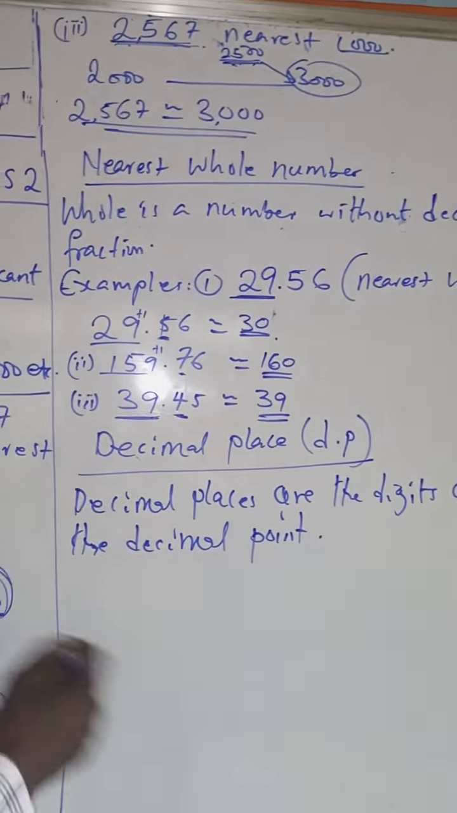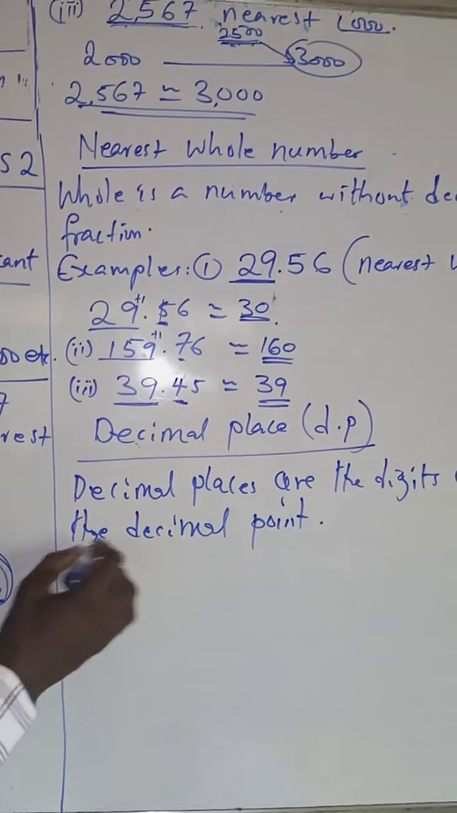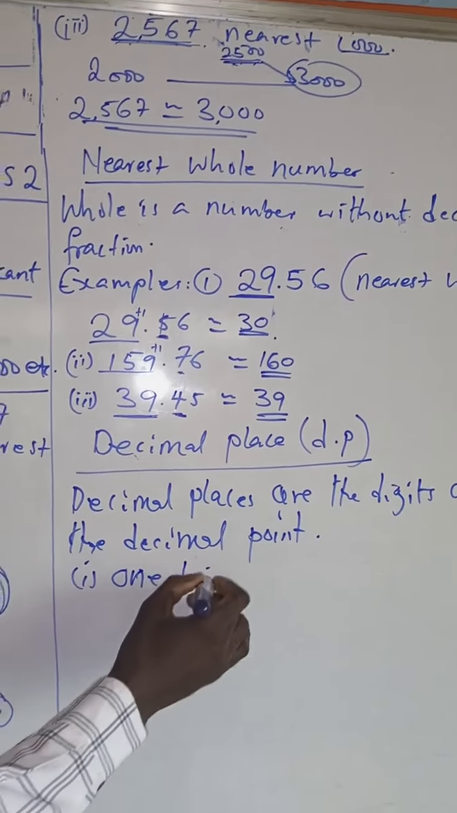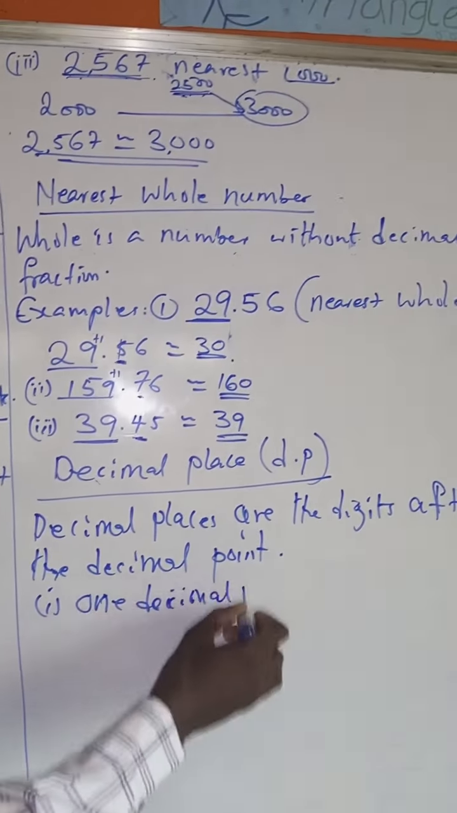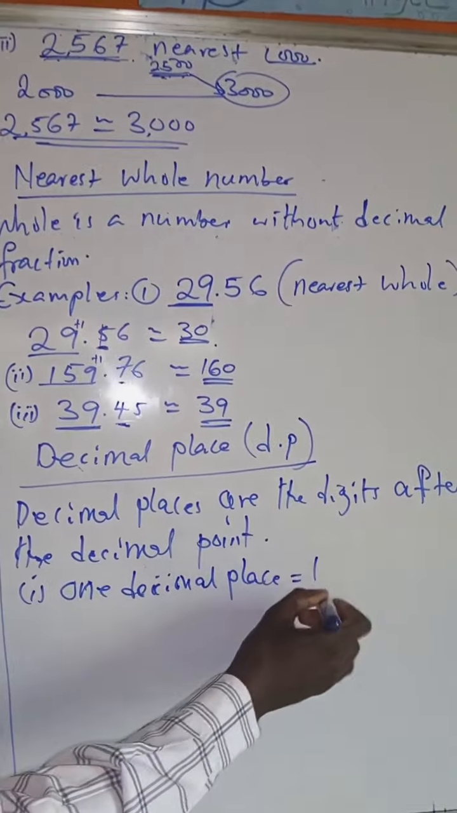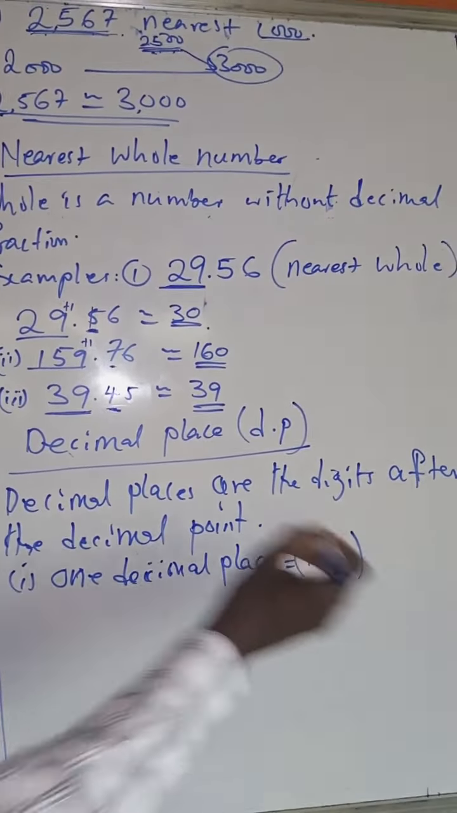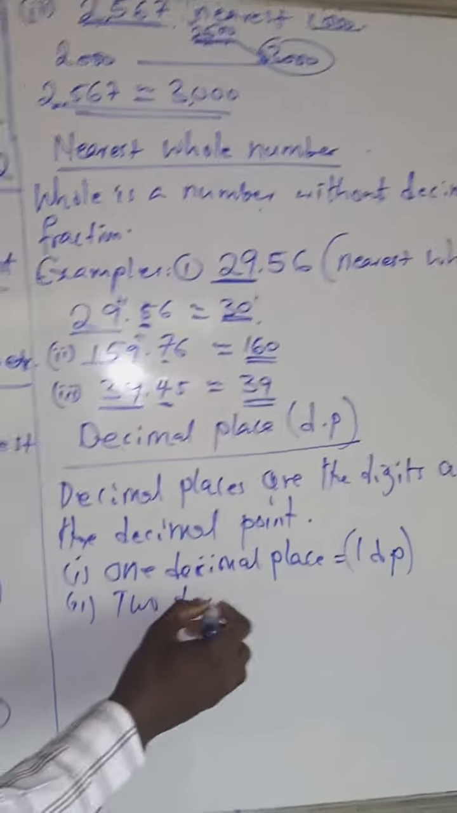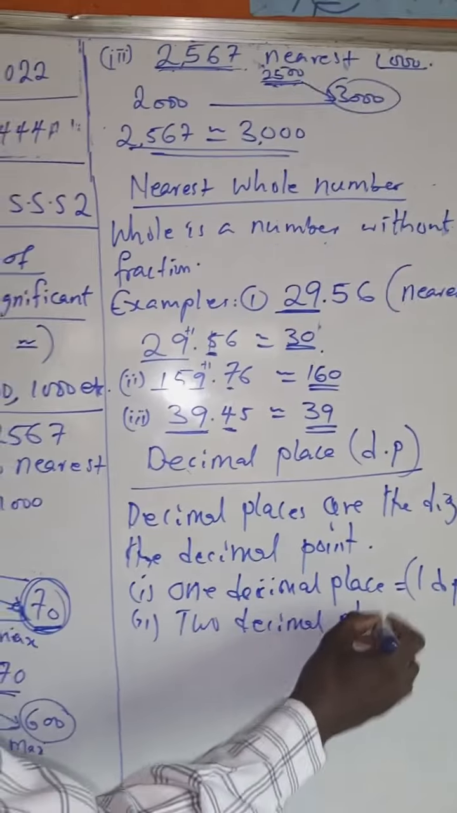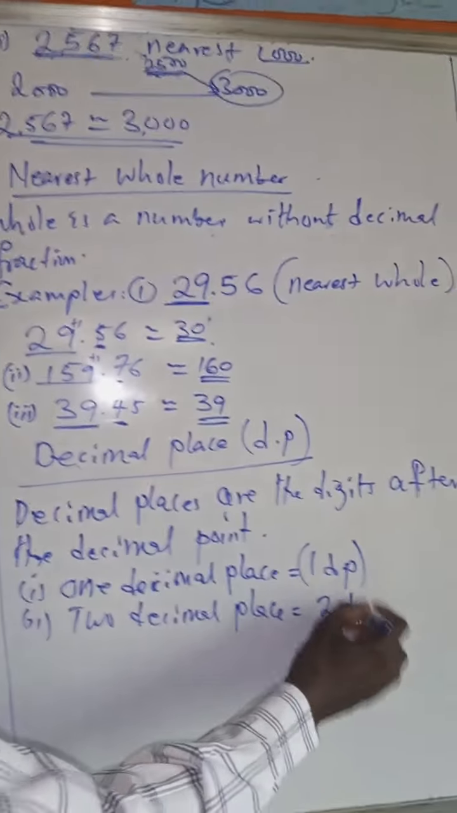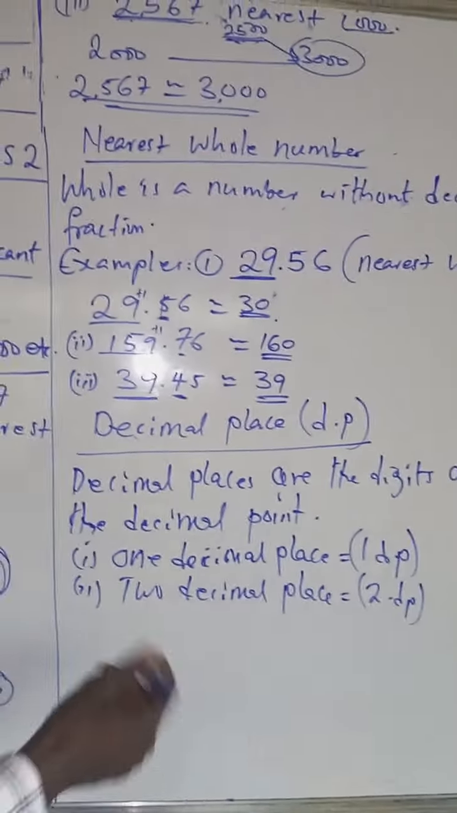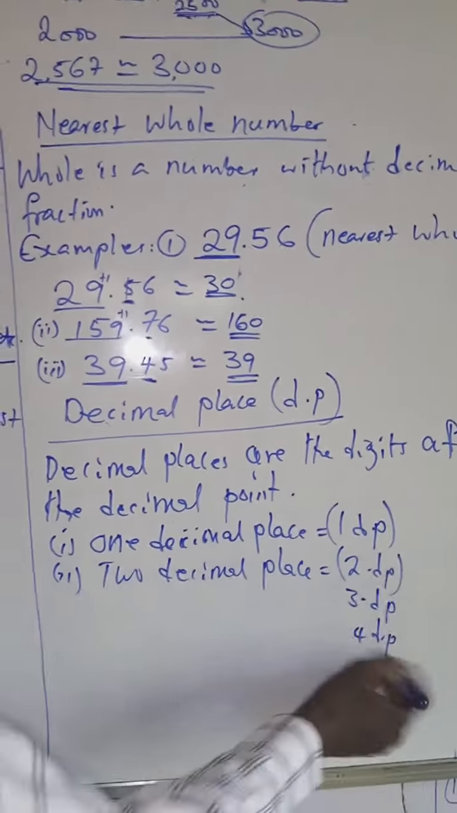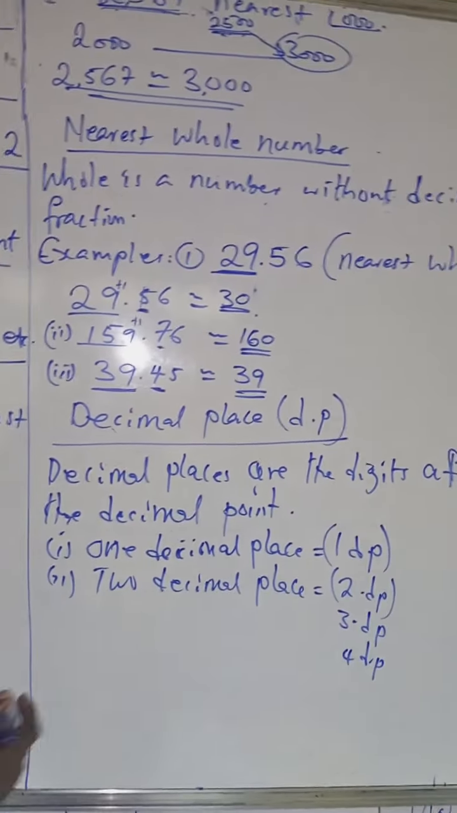So this one now has a series of types. It has one decimal place, called 1 dp. It goes on and on like that. Two decimal places is called 2 dp. And three decimal places, 3 dp, 4 dp, and like that. So let me give an example.